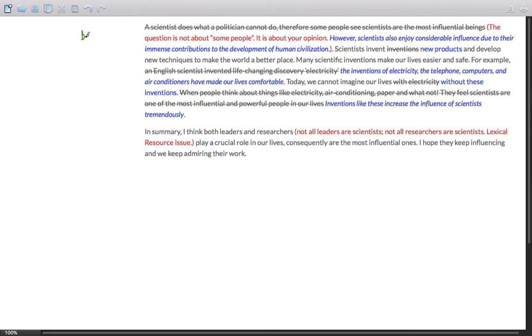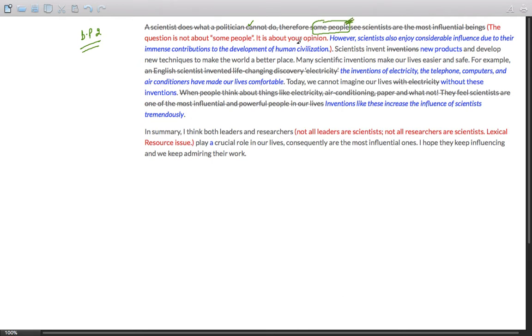Body paragraph 2. Now, it has to be on scientists since the student holds an opinion that both are equally influential. A scientist does what a politician cannot do. Okay, this is fine. Therefore, some people see scientists as the more influential beings. Now, it is not about discuss both views and give your opinion. Had it been discuss both views and give your opinion, you could have simply said some people see scientists.